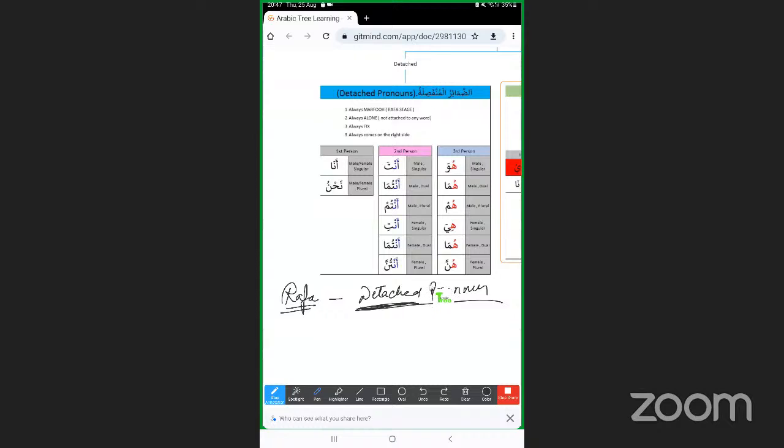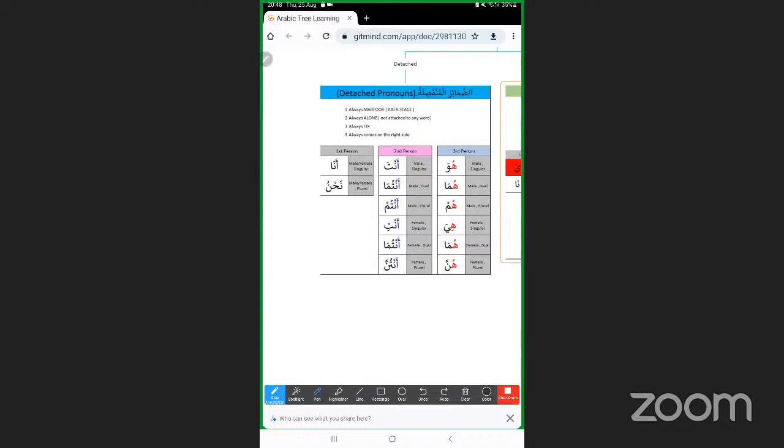Sir, as such, I don't know what a detached pronoun is. I can tell you only the meaning of detached: something which is taken out, something which is removed, something which is not attached. Yeah, exactly, which is not attached. Simple, right? Something which is not attached, detached.